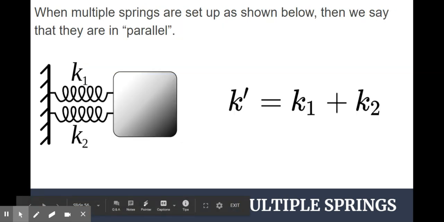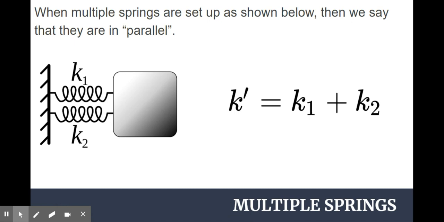All right. Now, the effective spring constant will depend on how it's set up. When you have multiple springs set up parallel to each other, you can have 2, 3, 4, 5. All you're going to do is add up all of those spring constants together, okay? So in this case, we have two springs, so our effective spring constant is going to be the spring constant 1 plus spring constant 2. If we had 5 springs, we would have spring constant 1 plus spring constant 2 plus spring constant 3 plus spring constant 4 plus spring constant 5, all right? So this is in parallel.